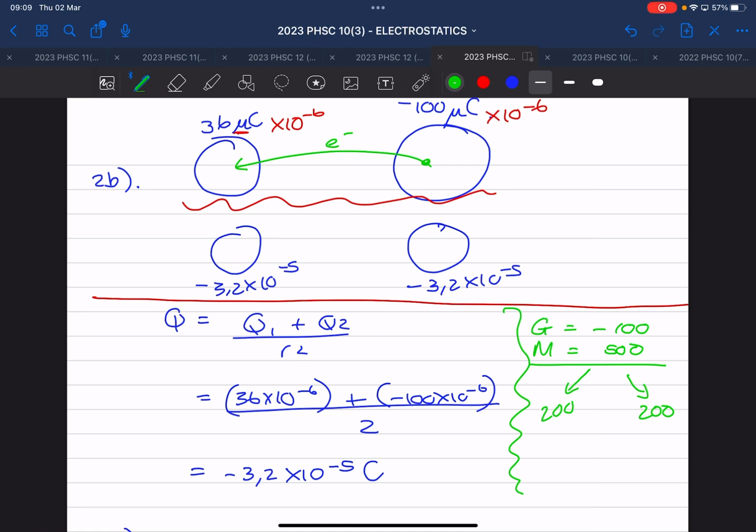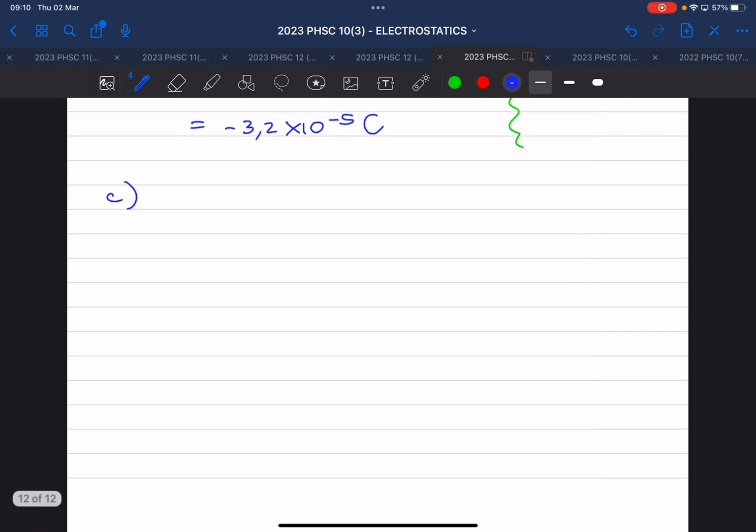Same thing here. We're going to say how many electrons were transferred. I had so much in excess. Now I only have so much in excess. I lost some of the electrons. How much did I lose? You're going to say that minus that, because we said 200 minus 500 gives you minus 300. So I lost 300. You're going to say that value minus that value. So the change in charge is negative 3.2 times 10 to the power negative 5 minus negative 100 times 10 to the power negative 6.